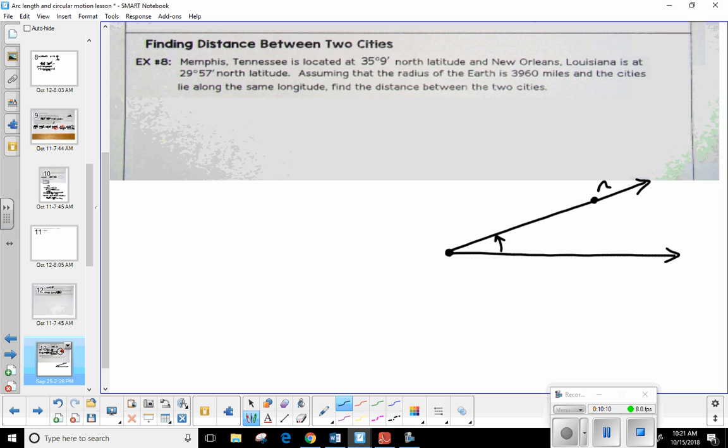And then we have Memphis, Tennessee, which is further north. So let's say I'm going to put M for the Memphis. And this second longer arrow, that would represent the 35 point, whatever measurement we have in the degrees there. Okay. So imagine through these we have a circle kind of going through the whole thing here. And what we're trying to find is the distance between the cities. I want that arc length.